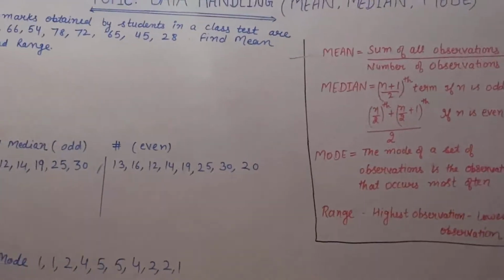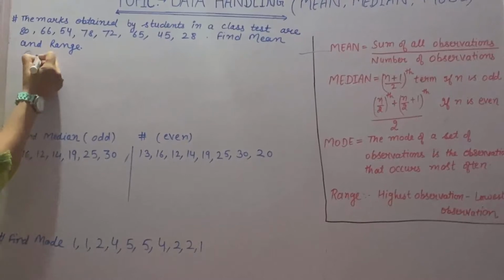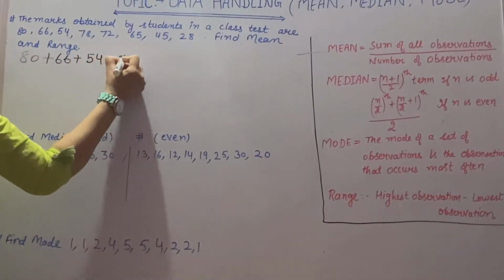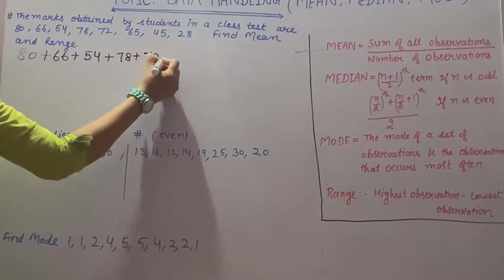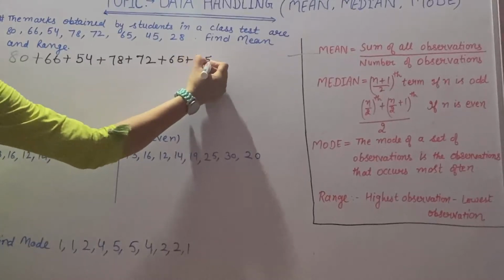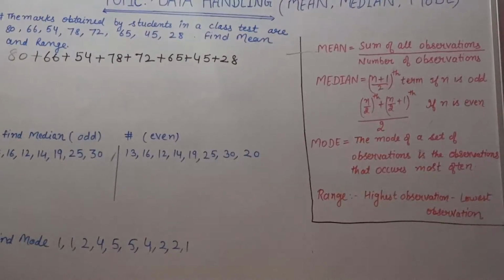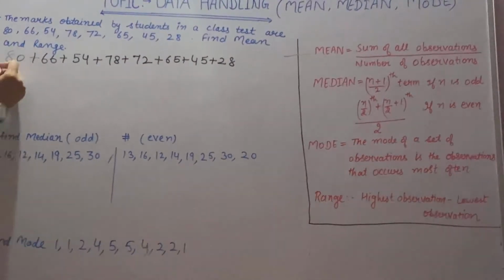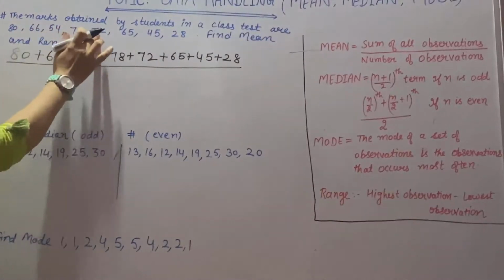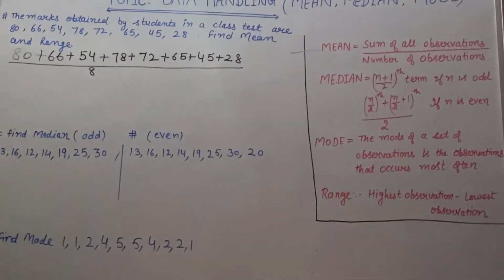Now, first we sum all the observations: 80 plus 66 plus 54 plus 78 plus 72 plus 65 plus 45 plus 28, divided by the number of observations. How many observations are here? 1, 2, 3, 4, 5, 6, 7, 8. That means divided by 8.